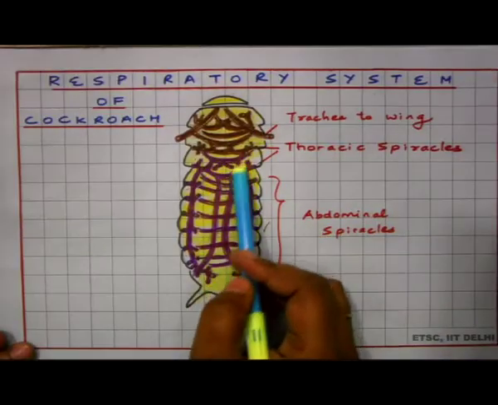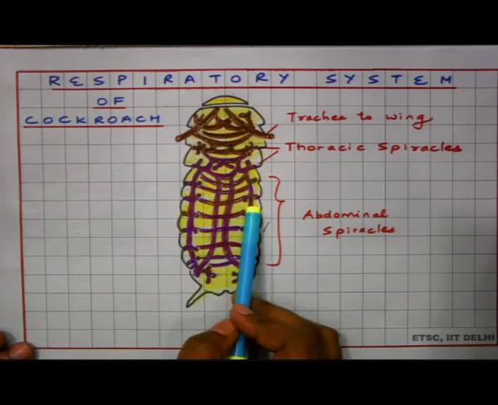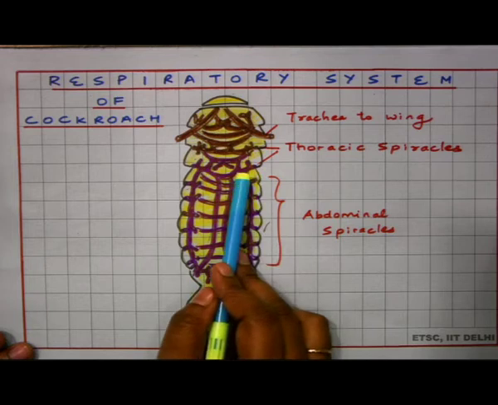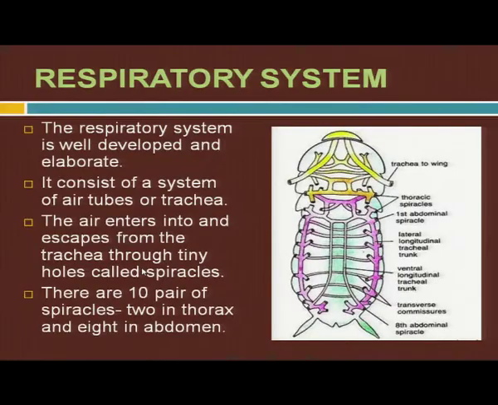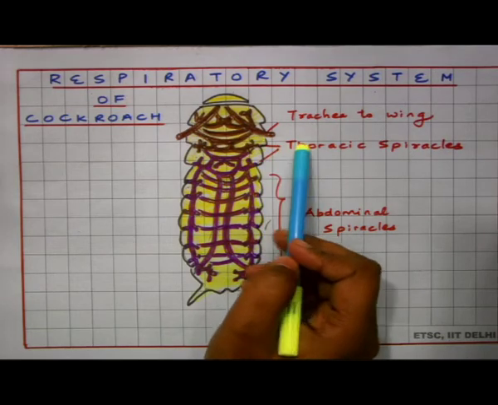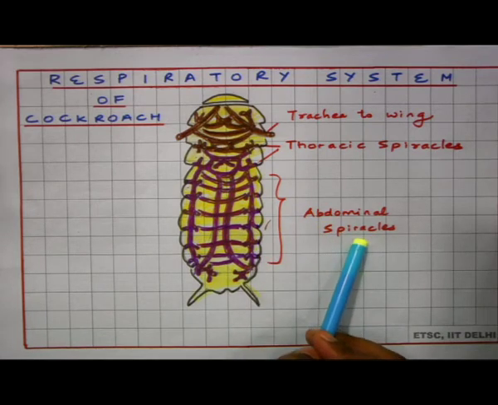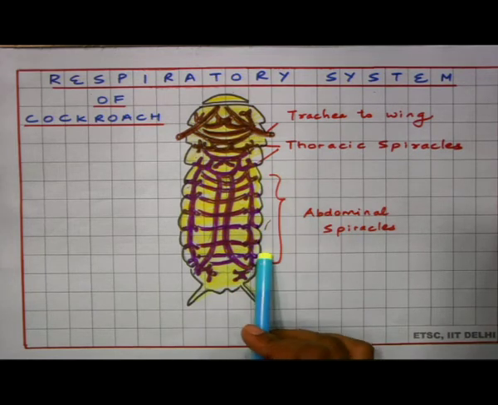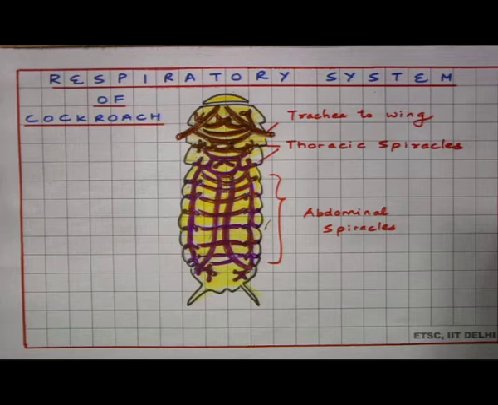So, these are the tube-like network structures which are known as trachea, and they have tiny holes known as spiracles. The air enters as well as escapes from these tiny holes or the spiracles. There are 10 pair of spiracles, 2 of which are in thorax region, which are known as thoracic spiracles, and the rest of them, the 8 in number, are the abdominal spiracles. So, there are total 10 pair of spiracles in the respiratory system of a cockroach, 2 in the thorax region and 8 in the abdominal region. Accordingly, they are named as thoracic spiracles and abdominal spiracles.